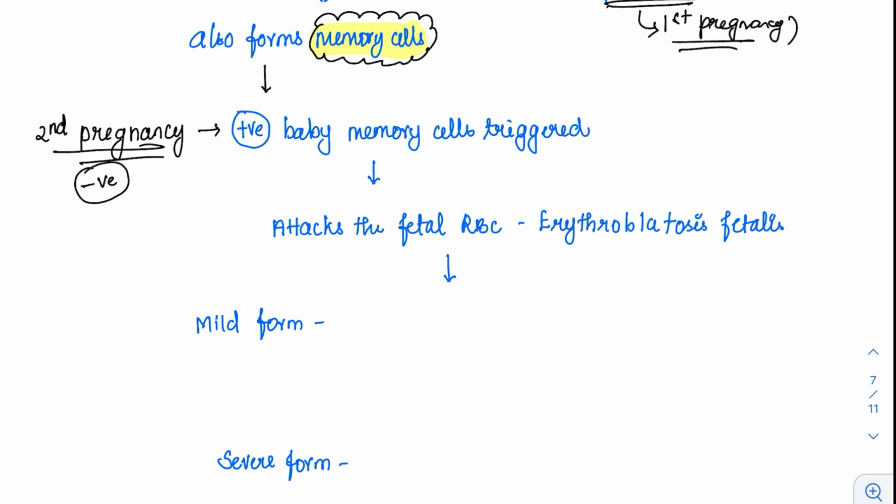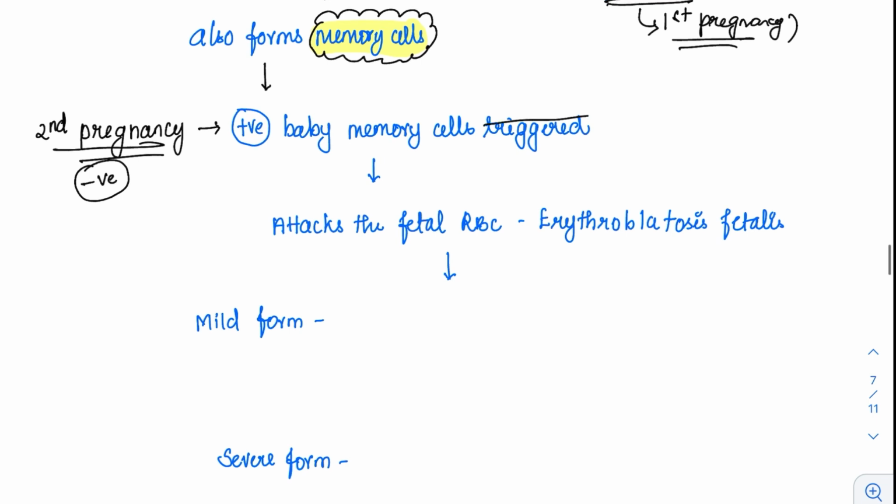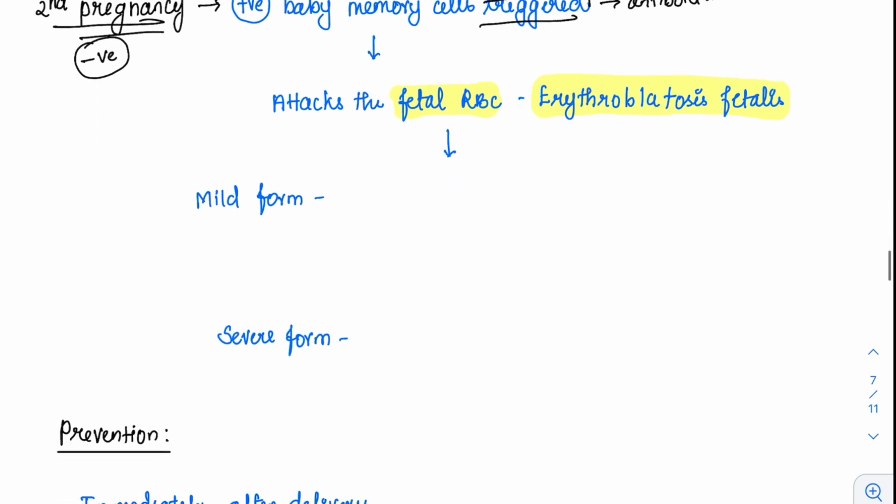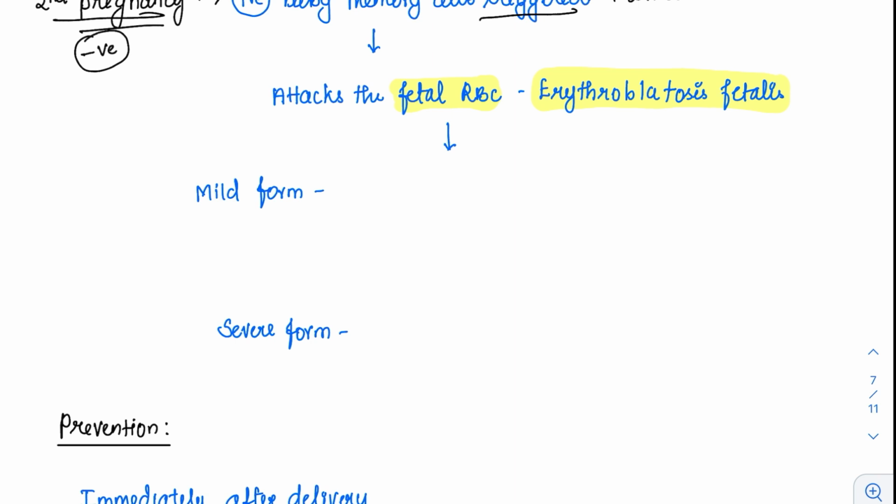There will be RH positive cells, antigens, entering into the mother. The mother has memory cells. The cells are triggered and the mother will produce a tremendous amount of antibodies. These antibodies will attack the fetal RBCs like anything. They will try to destroy all the RBCs in the fetus. That is why this disease is called erythroblastosis fetalis. It is literally destroying the baby. There is a milder form and there is a severe form.